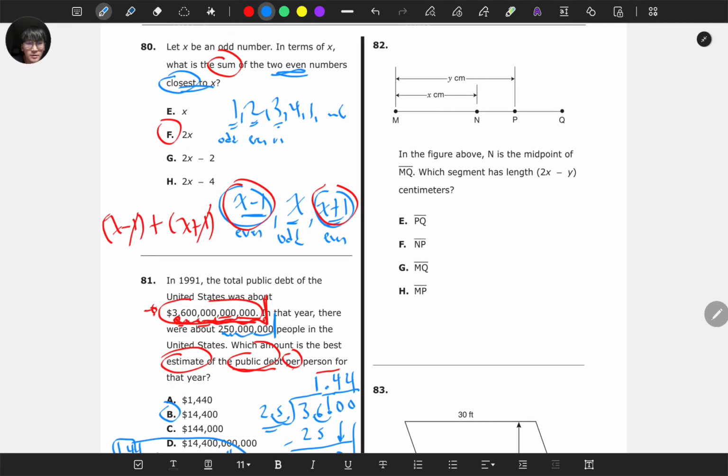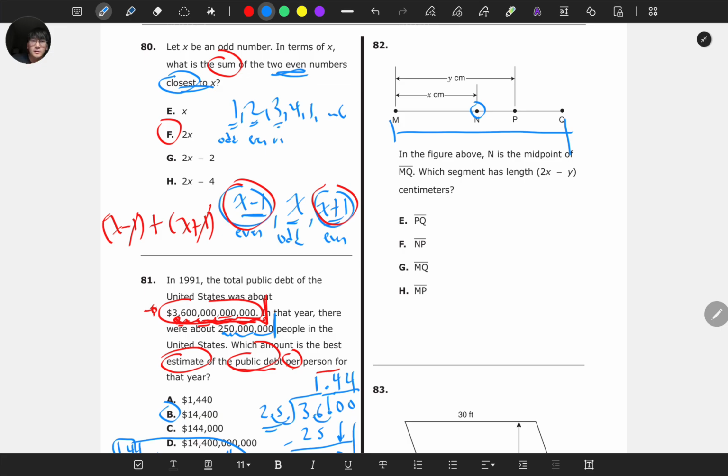Next, 82. In the figure above, N is the midpoint of MQ. So N is right in the middle of that, okay? This is MQ. Great. So which segment has length 2x minus y centimeters?